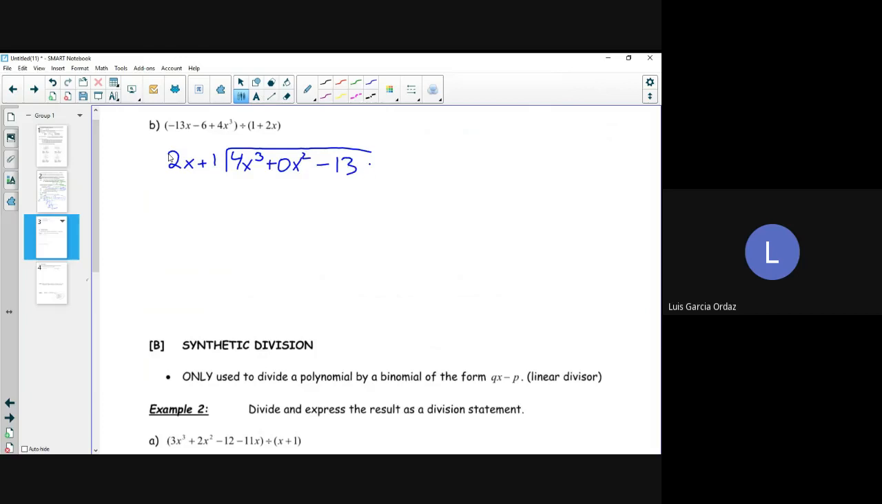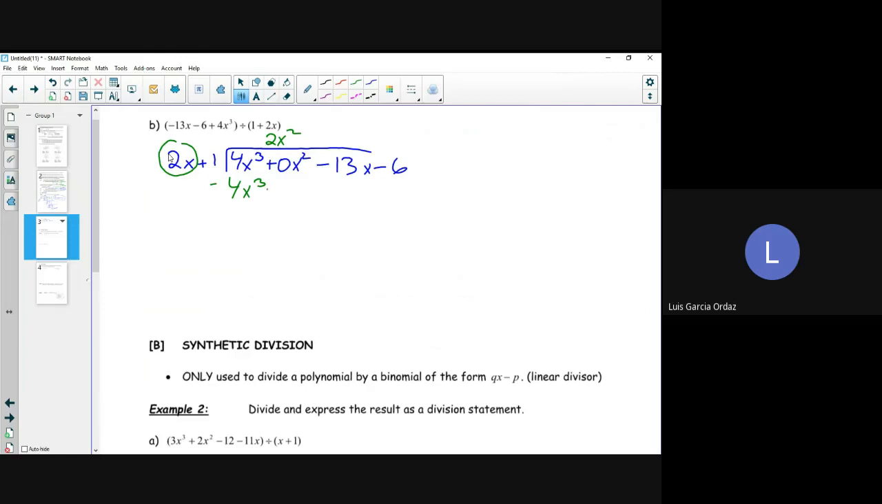Minus 13x minus 6. So again, our focus is going to be on 2x. What can we multiply 2x by to get to 4x cubed? Yep, 2x squared. And now we proceed with our following. So 2x squared times 2x is 4x cubed. 2x squared times 1 is 2x squared.